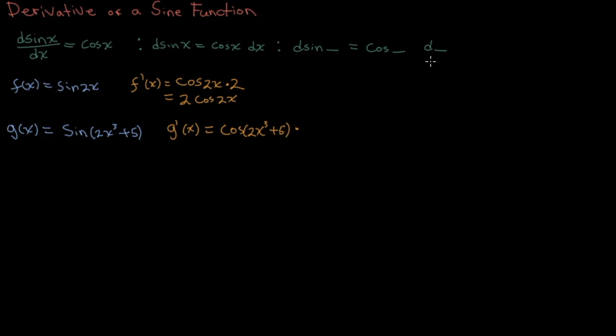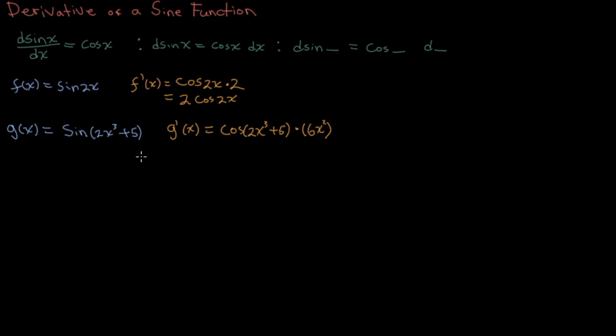times the derivative of that term. Okay, so times the derivative of 2x cubed plus 5. And the derivative of 2x cubed plus 5 is, we'll do the power rule. Okay, so 3 times 2 is 6x squared, and plus 0, so we'll just leave that like so. And there you have it. That is the derivative of this function here.